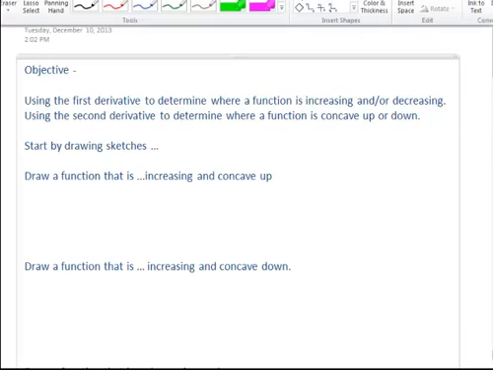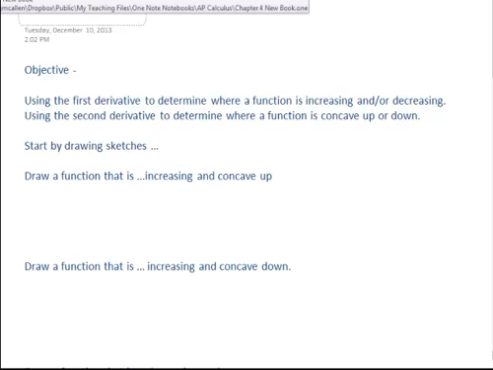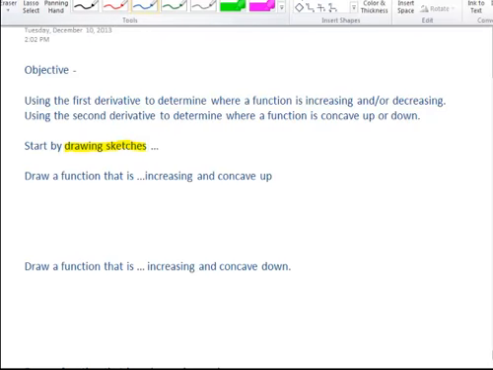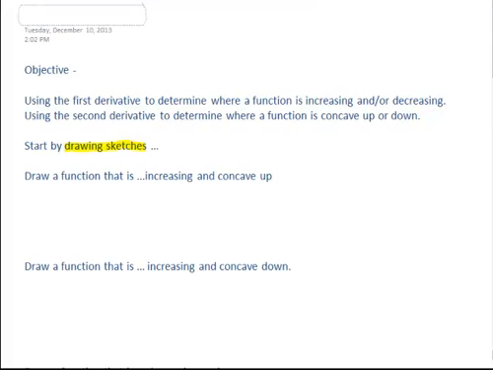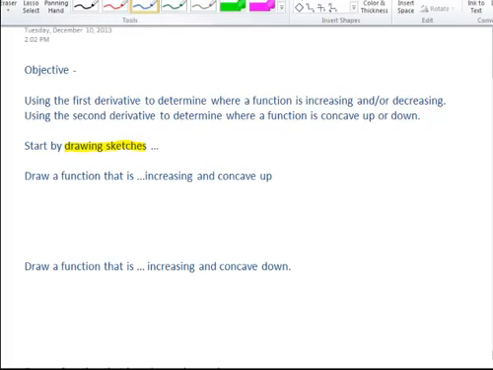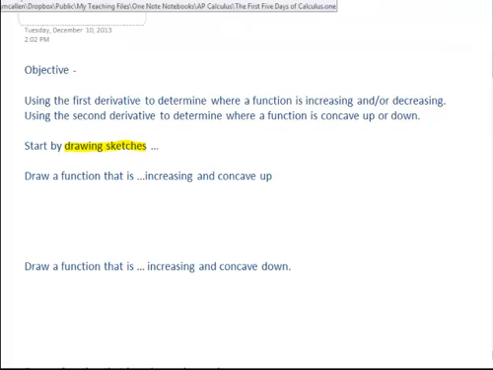First thing we want to do is let's do a little graphing to understand through drawing sketches what the shapes of these types of increasing and decreasing behavior or concave up and concave down behavior can look like. So the first task I have us looking at is let's draw a function that is increasing and concave up. I'm going to pause so that you can draw it, and then let's see if your graph matches my graph.